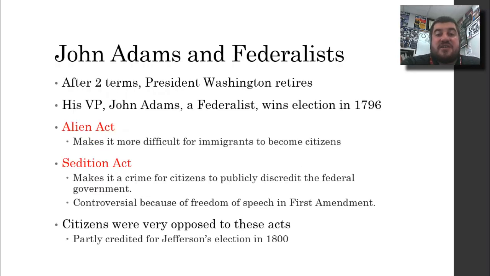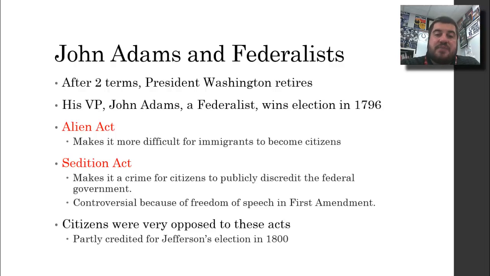So after two terms, Washington retires in 1796, and Vice President John Adams wins the election in 1796 to become our second president. His most famous acts that he signed are the Alien Act and the Sedition Act. These are very, very controversial because the Alien Act makes it more difficult for immigrants to become citizens. But the Sedition Act basically makes it a crime for citizens to publicly discredit the federal government. But what about our First Amendment rights? People were screaming bloody murder that this was unconstitutional, but we don't have the power of judicial review yet for the Supreme Court to rule it unconstitutional.